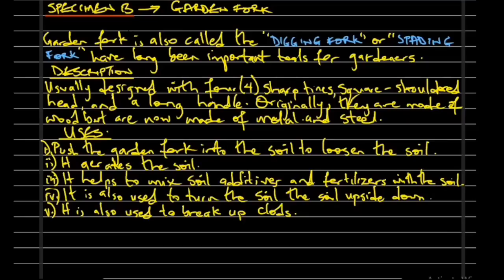So quickly we go to the next specimen now. Specimen C. So what is our specimen C? Our specimen C is the hand trowel. That is what we will be talking about right about now. So what do we have to say about the hand trowel?